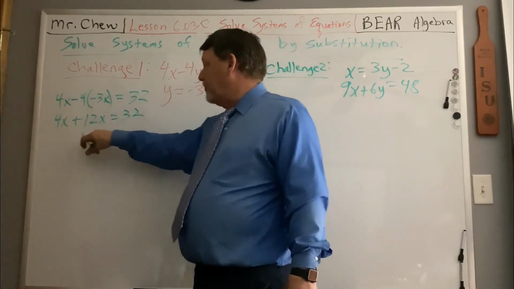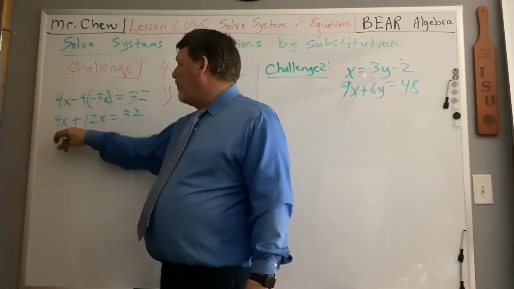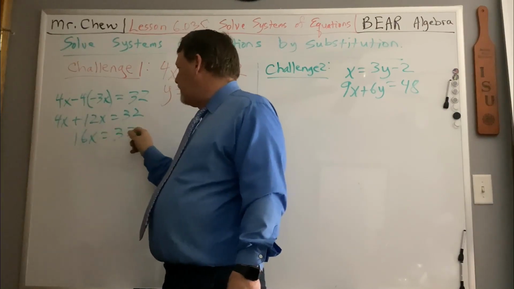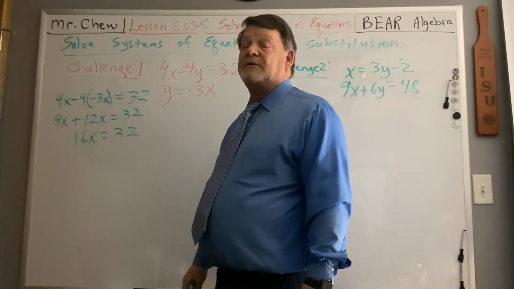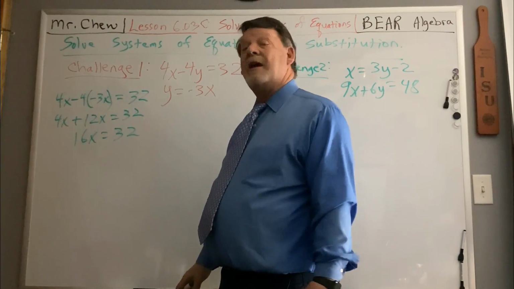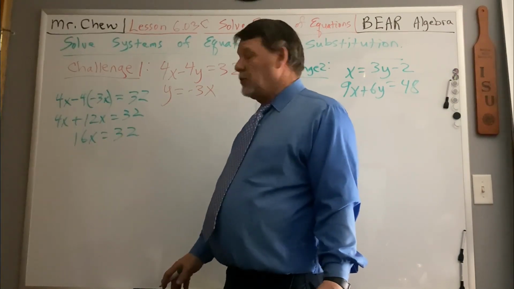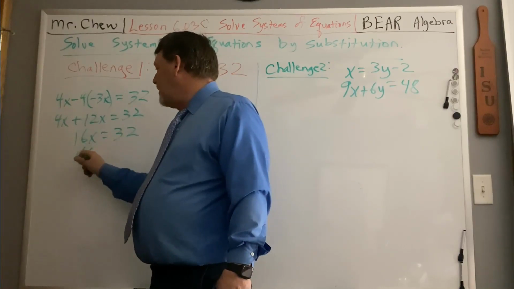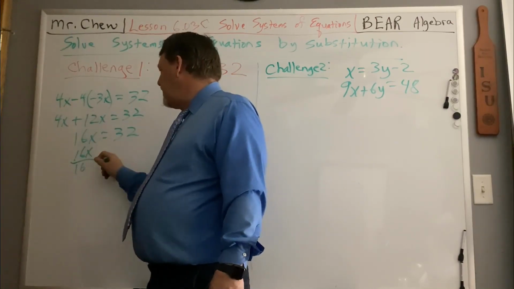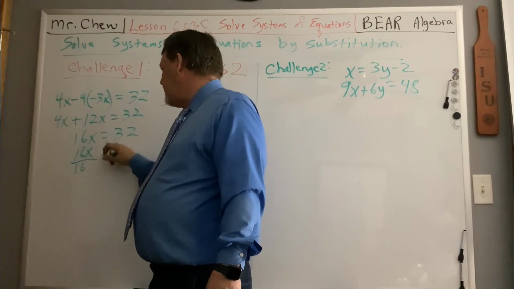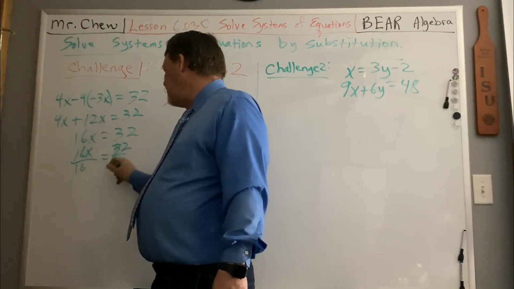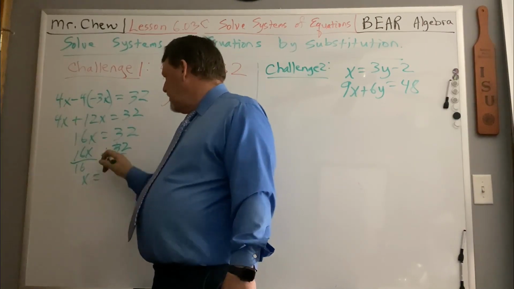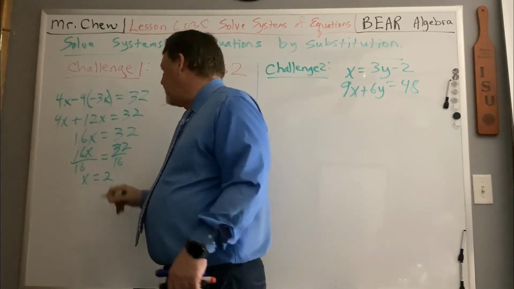I have like terms, values of x. So 4x plus 12x is 16x, and that equals 32. I don't want 16 x's, I just want x equaling something, and that would be my x coordinate. So what do I do? I use the division property of equality. So I divide the left by 16, and I divide the right by 16. 16 over 16 is 1. 1 times x is x. 32 divided by 16 is 2.